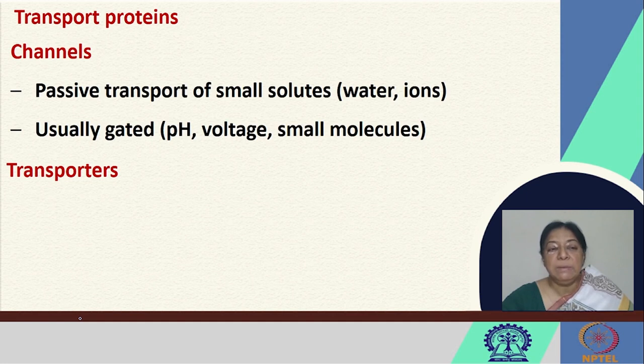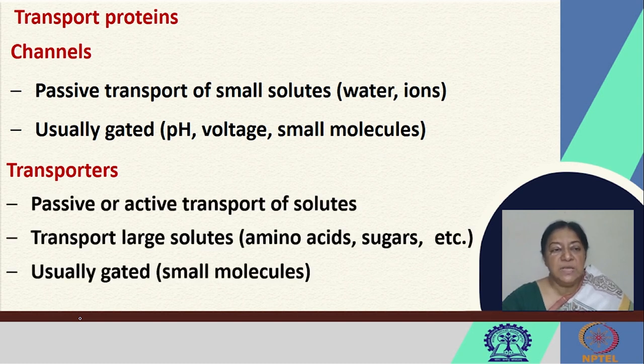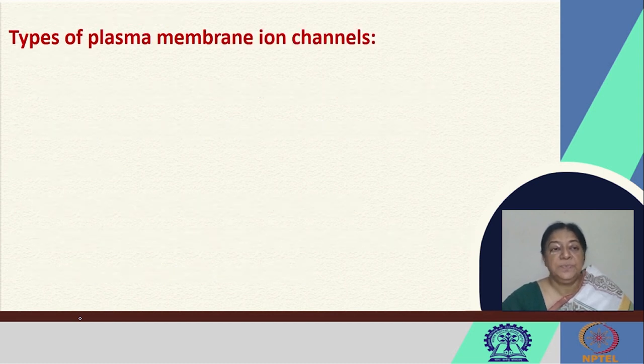When we are looking at passive transport of small molecules, water or ions, we can have gated channels. These gates open when they are triggered by pH, by voltage or by small molecules. Similarly, transporters allow the passive or active transport of solutes. Transportation of larger molecules is also possible, and these transporters are usually gated, with small molecules that trigger the gates.